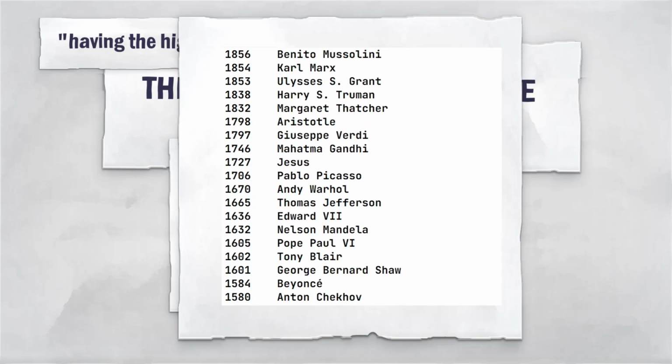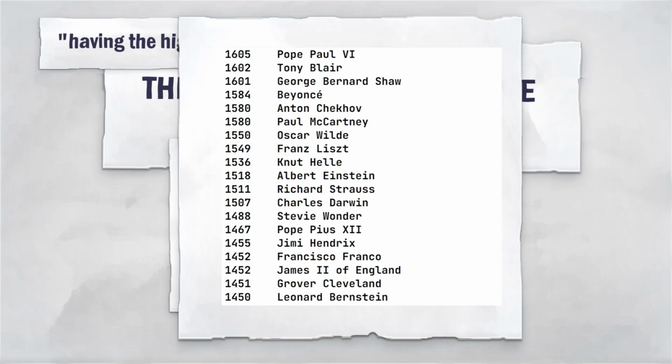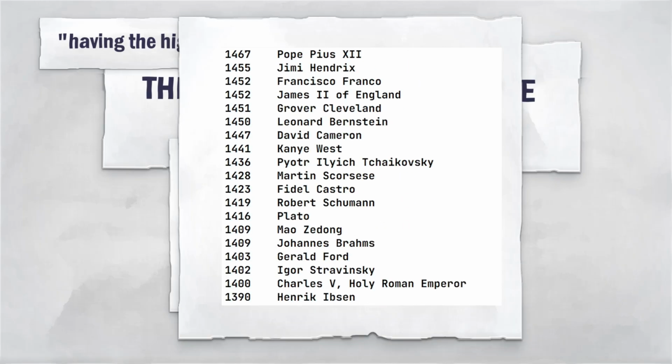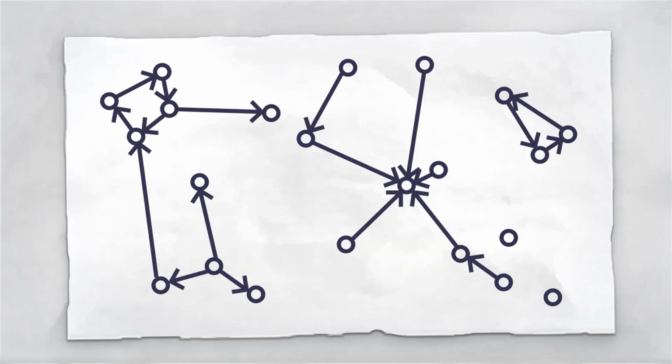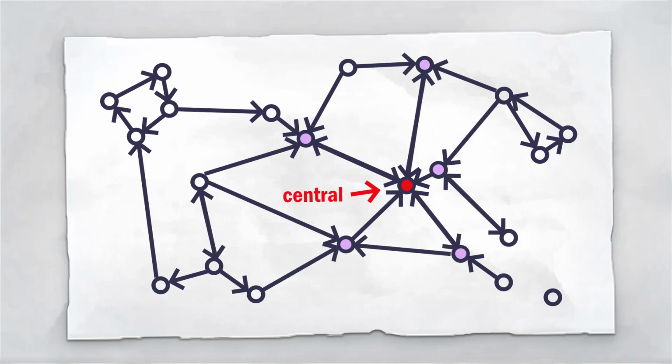Now that was a pretty straightforward way to find out how central a node is. What are some other ways? Centrality number 2, PageRank. This is specifically for directed graphs, and it's actually similar to degree, just a little more fancy. You could say a node is central to a graph if it has a lot of edges going to it, but only if those edges come from nodes that are also very central. It sounds like circular logic, but it works out.